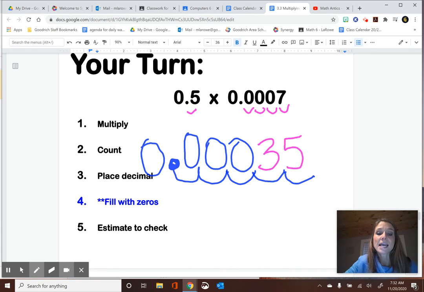So this is tenths, hundredths, thousandths, ten thousandths, hundred thousandths. This decimal is 35 hundred thousandths, 35 out of 100,000. That's a really small population.